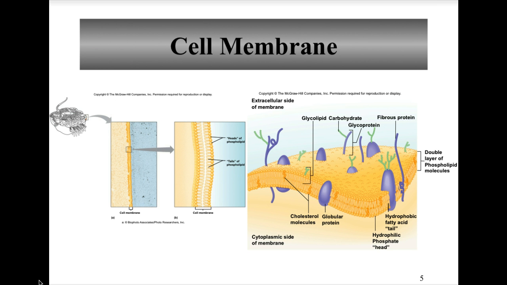So here is a good example of what the cell membrane looks like. You can see all those glycolipids, carbohydrate glycoproteins, fibrous proteins, the phospholipids themselves, how they're a bilayer, globular proteins, cholesterol. Cholesterol is important in the cell. It helps play a role in cell adhesion. So you get a good idea of what that cell membrane looks like there.